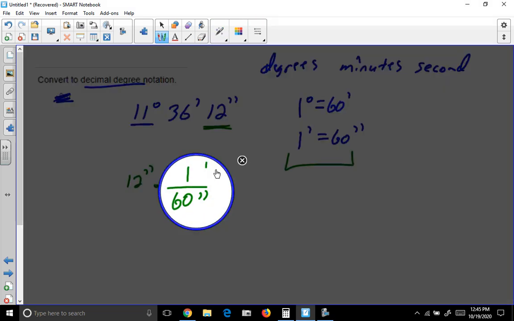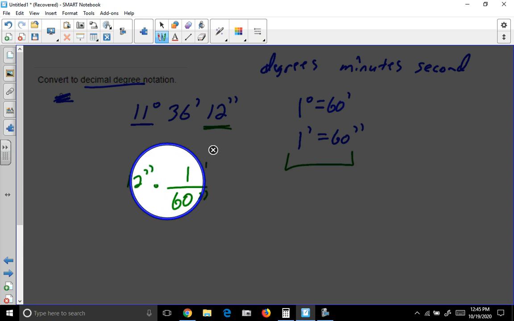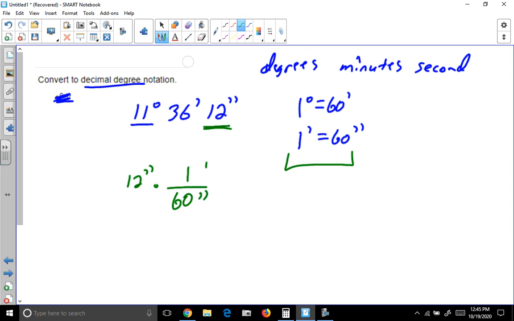Remember, if we have a fraction that has the same amount on top and on bottom, anything divided by itself is 1. If we have the same amount on top and bottom, that's 1. And if we're just multiplying times 1, it doesn't change how much we have. It might look different, but it doesn't change the amount. So the reason we put seconds on bottom was so that the units would cancel.